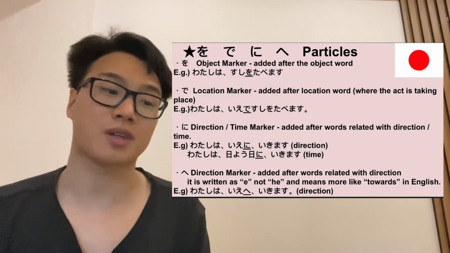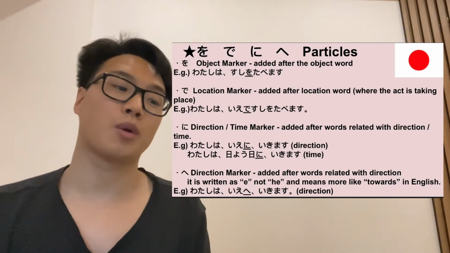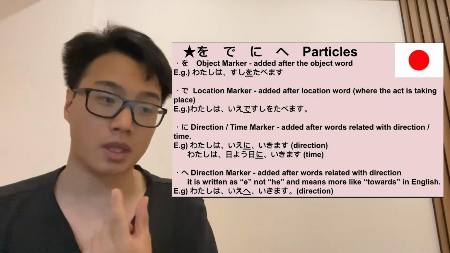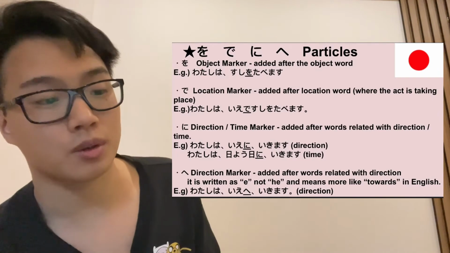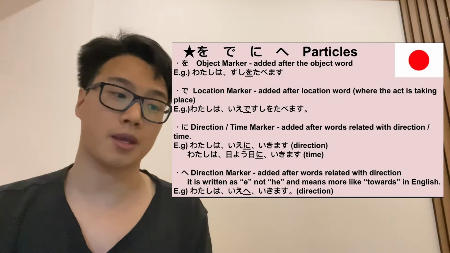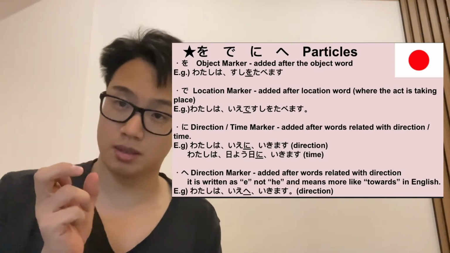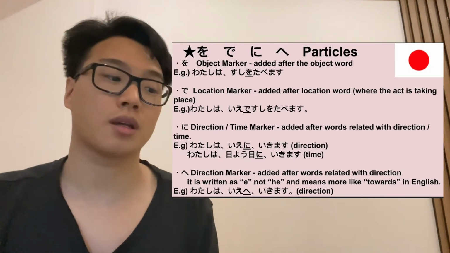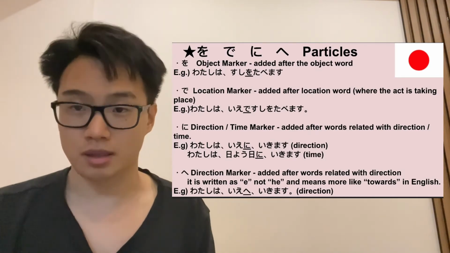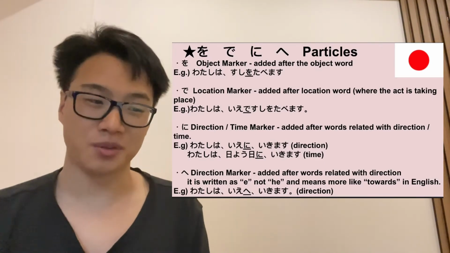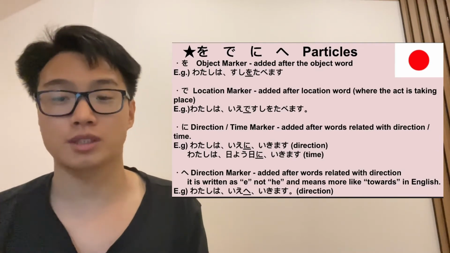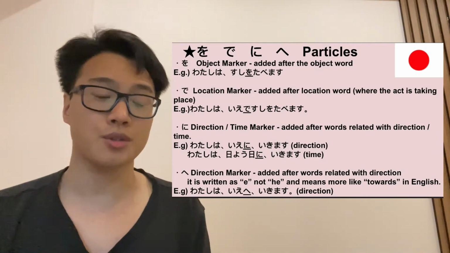に particle. Direction. And also, we have to use this に particle when using time-related words as well. For example, if we want to say I go on Sunday, we have to say on Sunday. This is time-related, right? So we have to say 私は日曜日に行きます。日曜日 is Sunday, right? We already know this tango word. 私は日曜日に行きます。I go on Sunday or I go on Sundays, right? So this is に particle.